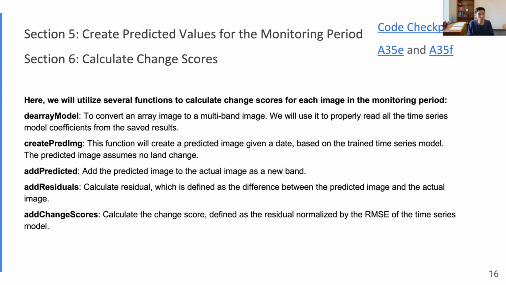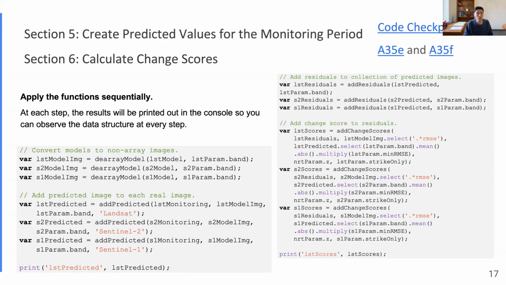Next step is we calculate something called residuals, using the add residuals function. The residual is basically the difference between the predicted and the actual image. And as you can imagine, if there's no change, the residuals will be fairly low. If there is a change on the surface, then the residual will start to get larger and larger. The last step is the change score. The change score is basically normalizing the residual based on the RMSE. That will be a normalized value, which we can then put a threshold on to turn it into change and no change. So these are the code to do it. Basically, you apply these functions that I just mentioned sequentially on the data over the monitoring period, and then you will get the scores.